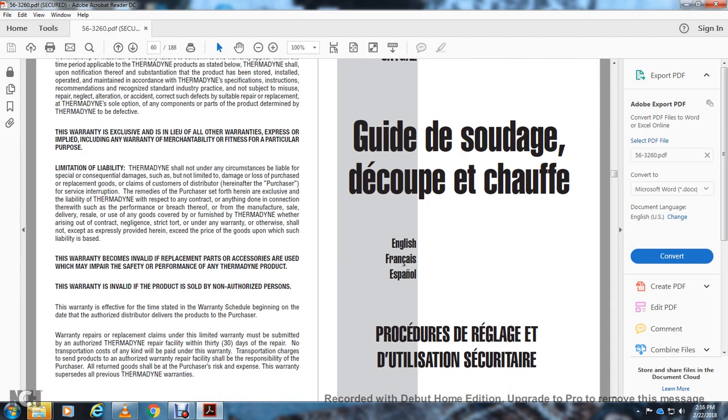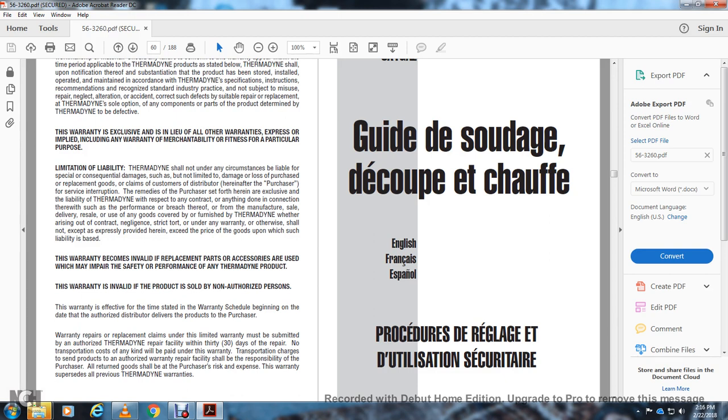Limitation of liability: Thermodyne shall not under any circumstances be liable for special or consequential damages, including but not limited to damage or loss of purchase or replacement of goods. Claims of customers of the distributor shall be limited to the remedy of the purchase price, which is the sole and exclusive liability of Thermodyne with respect to any contract or anything done in connection with the performance or breach of it, or from the manufacture, sale, delivery, resale, or use of any goods covered by or furnished by Thermodyne, whether arising from contract, negligence, strict liability, under any warranty or otherwise, and shall not exceed the price of the goods upon which such liability is based.